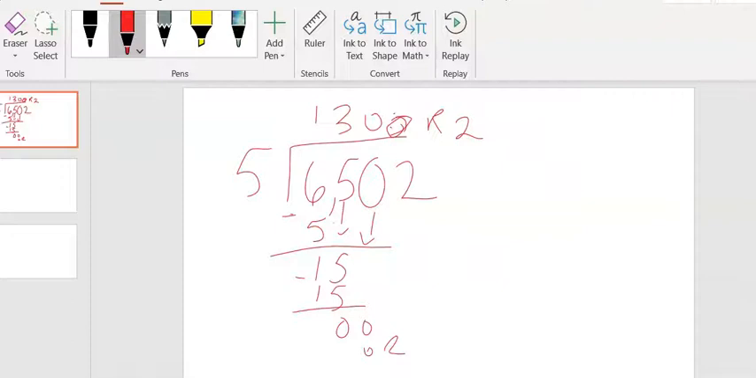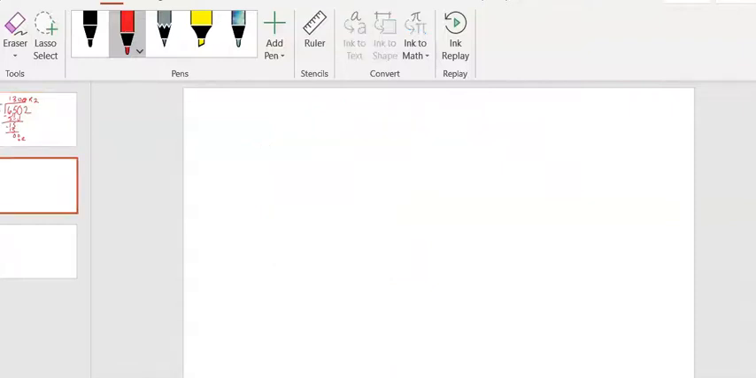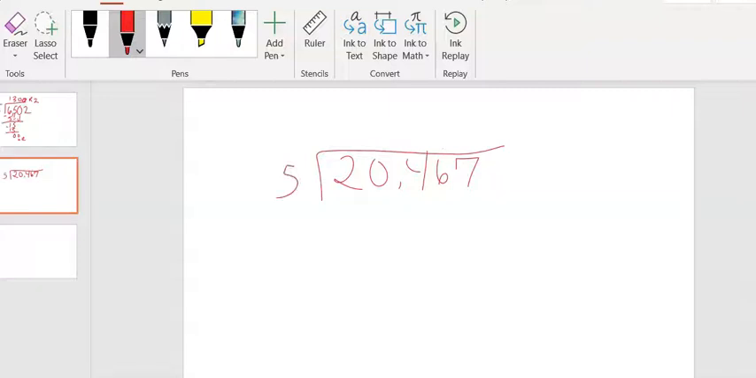Let's look at question number 7 on that page. It's even a bigger number. Let's go here. So we are going to have 20,467. And that is going to go into our division bracket. That is our dividend, and it is going to be divided by 5. So first off, we're going to look. Can the 5 go into the 2? It can't, right, kiddos? Then we go to the next spot. Can 5 go into 20?